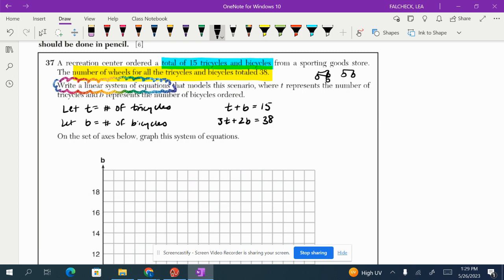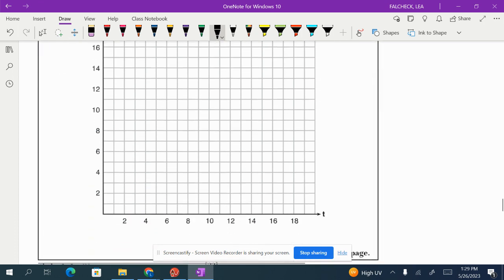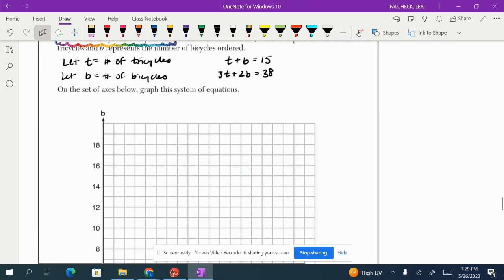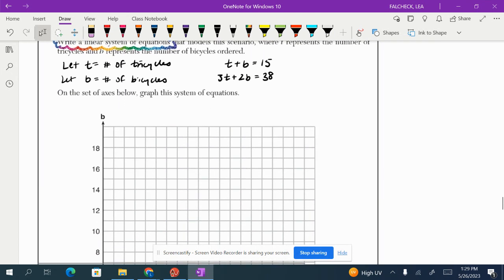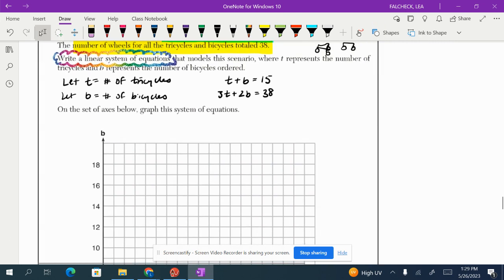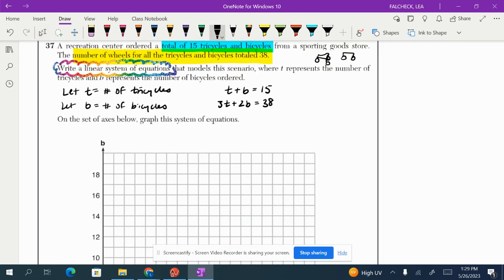So I have my two equations. It looks like the t-axis is the x-axis and the b-axis is the y-axis. So just for the purposes of being able to put this into my calculator, I'm going to let t be represented by x and b represented by y. So what I'm entering into the calculator is x plus y equals 15 and 3x plus 2y equals 38.